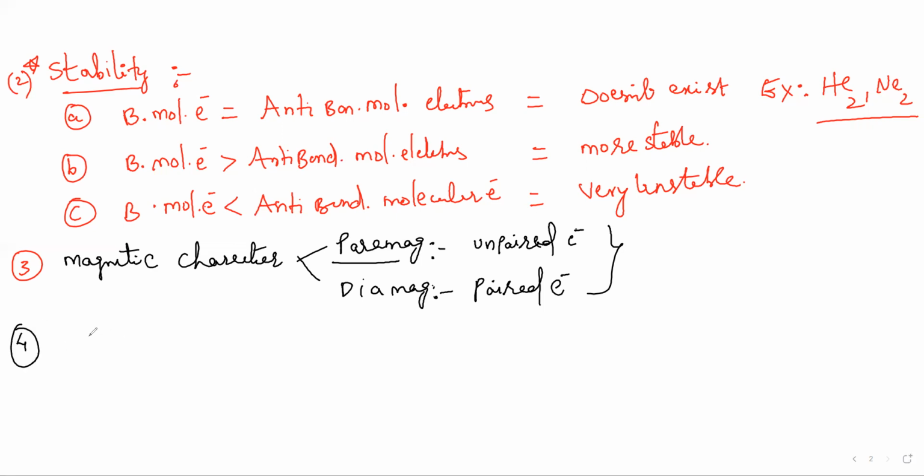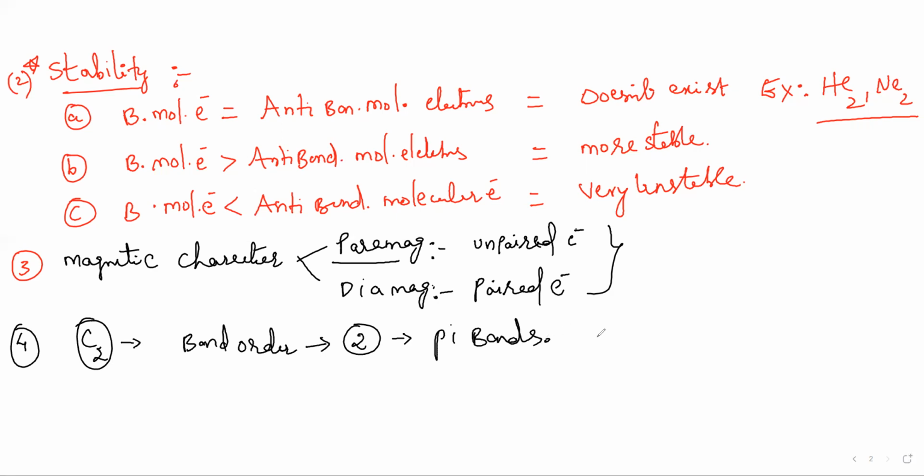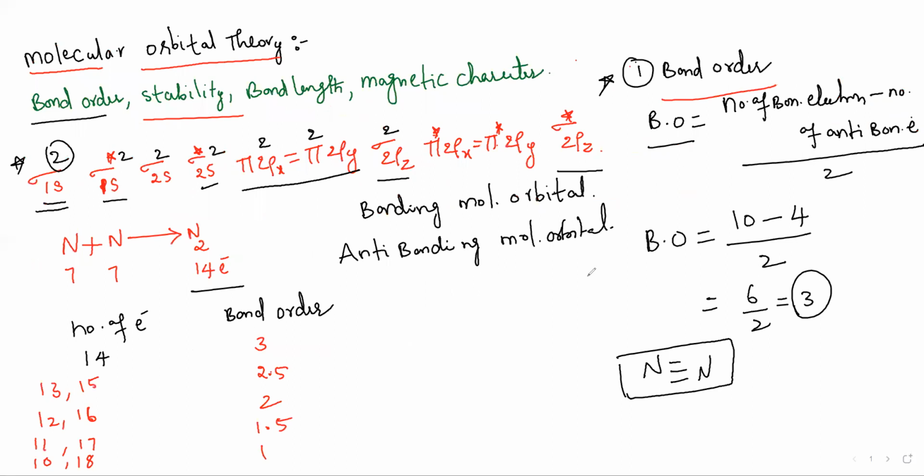Just one point I want to say: if you take the C2 molecule, the bond order you will get is 2. Those 2 bonds are pi bonds only. So that is an exception point. Hope it is clear. This is how we can find out bond order, stability, magnetic character.